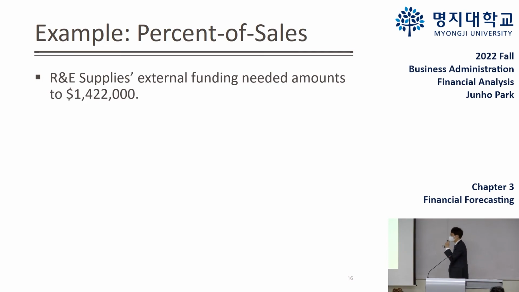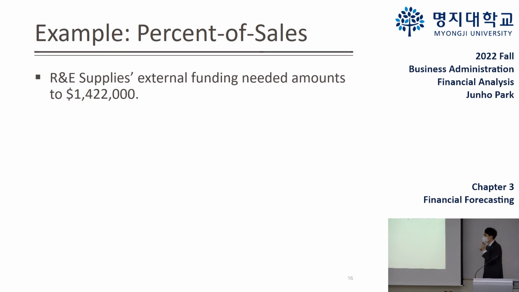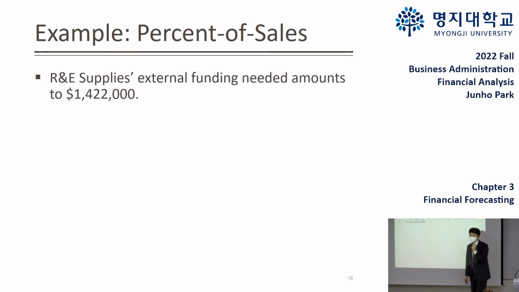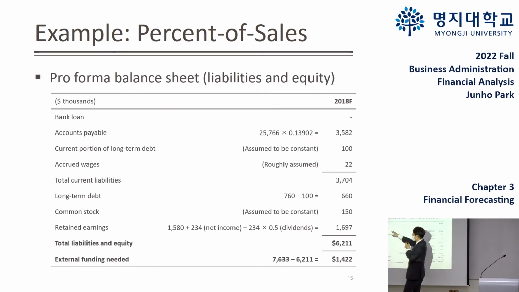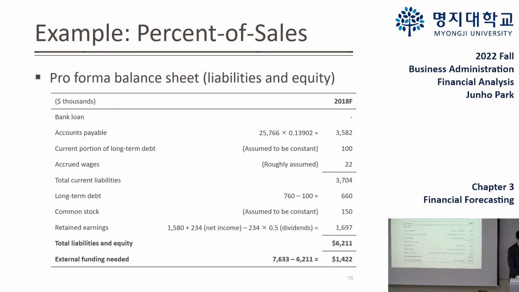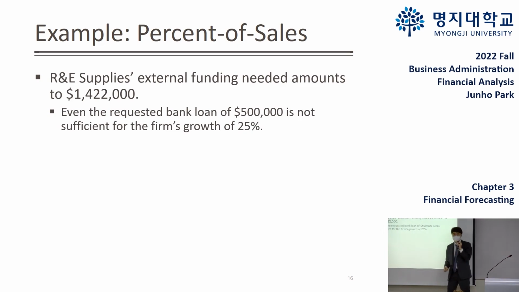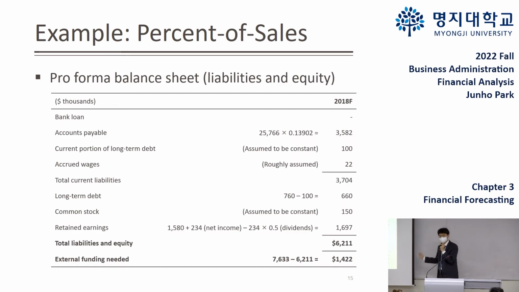So in conclusion, R&E needs external funding of $1,422 because this number was in dollars in thousands. So therefore, even if the loan officer accepts the request and gives the CEO $500,000, it is not enough for the firm to have such pro forma realized in the future.